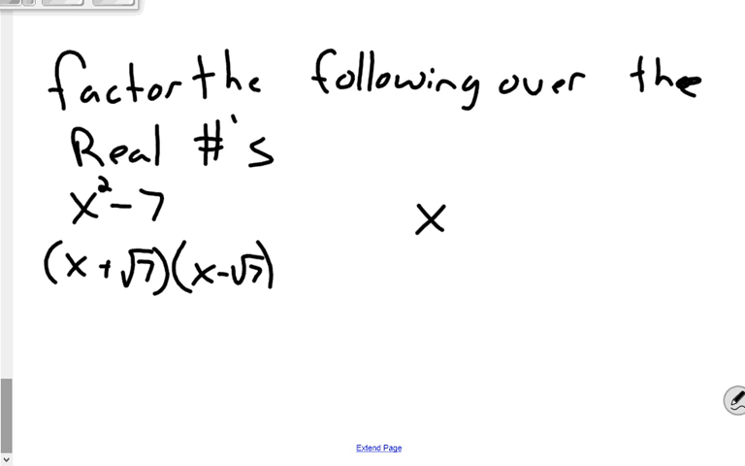Wait, so my question is, when you put those back together, when you put root 7 and root 7 back together, do they equal 7? Root 7 times root 7. Yes. What's 7 times 7? 49. What's the square root of 49? 7.